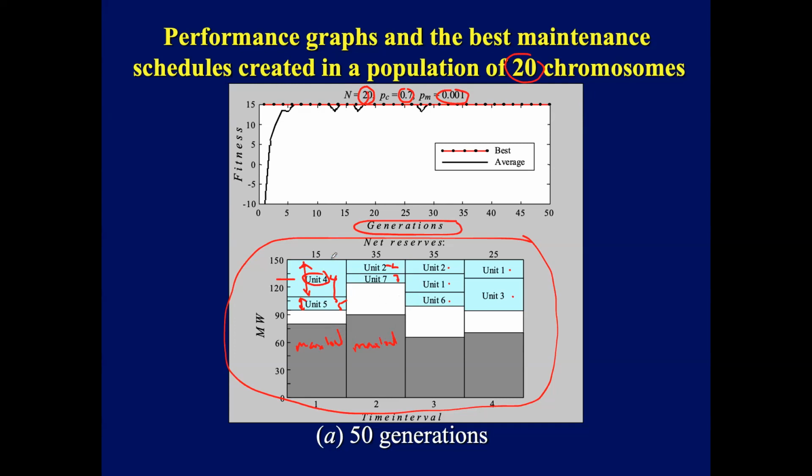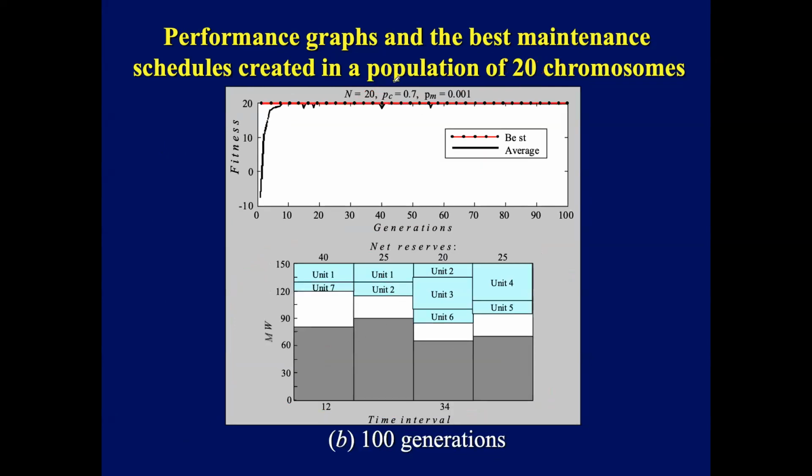So this is what is not available from the units when they are being maintained. And this is the maximum load when the power system is working, and what is left in white is the reserve. Okay, so here after 50 generations, this is what we get as the best schedule, and we can continue with more settings.